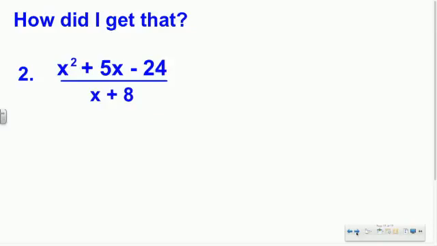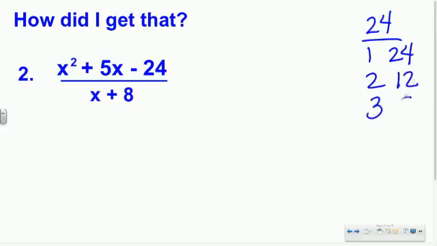All right, let me show you how I got the second one. Did the same thing. Factor 24, because I'm going to ignore the signs to start with. Okay, so 24 has a little bit longer of a list. I know 1 times 24, 2 times 12, 3 times 8, and 4 times 6. And that completes the list for the factors of 24.